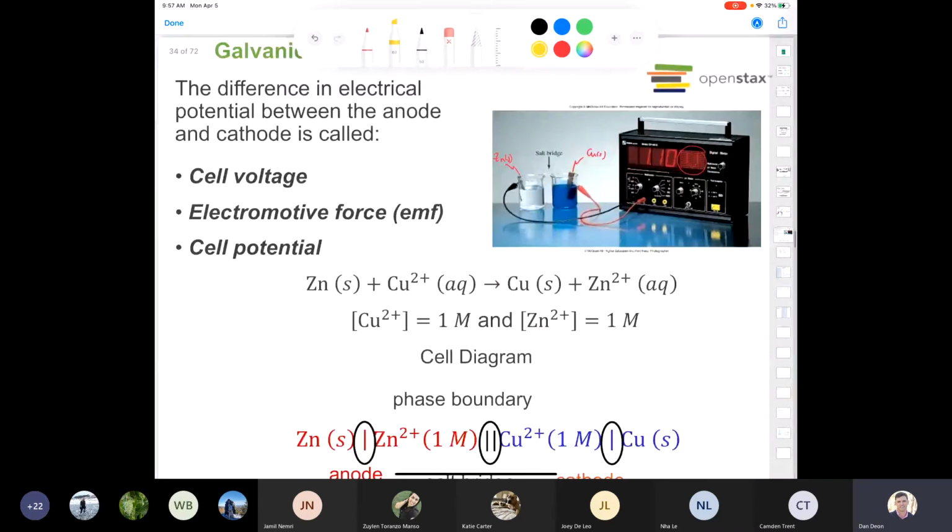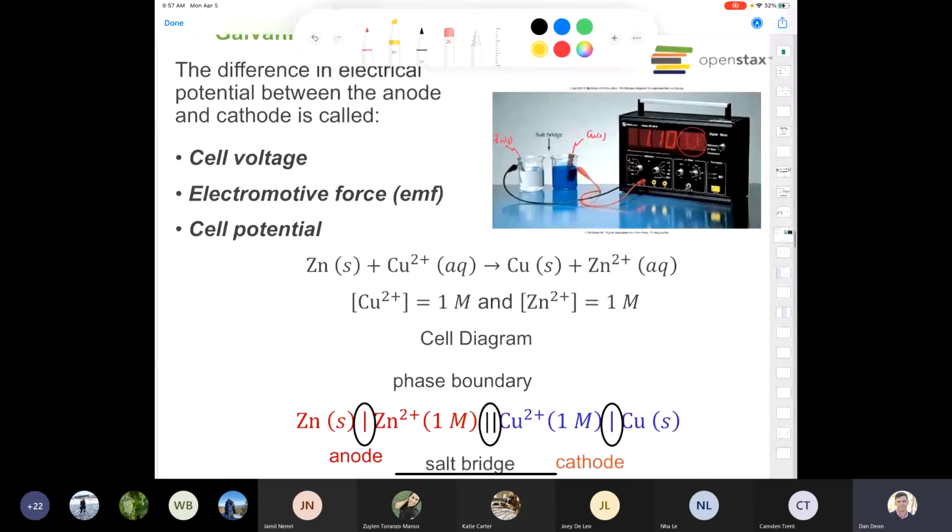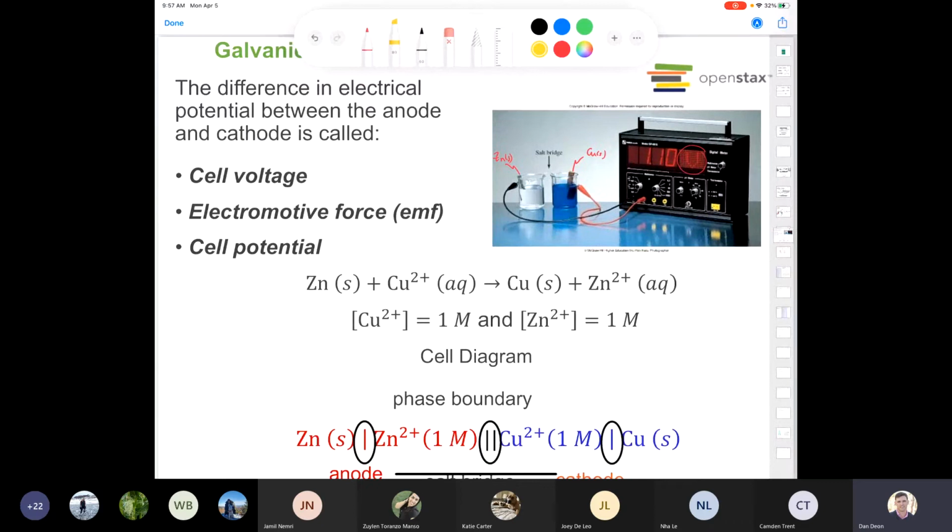This is a slide that I skipped ahead to. I kind of borrowed this one a little bit from Dr. Diaz, who also teaches this class. I thought it was a nice picture.